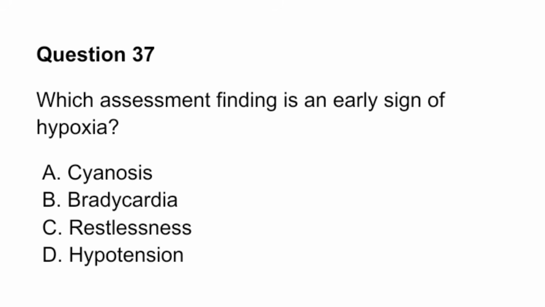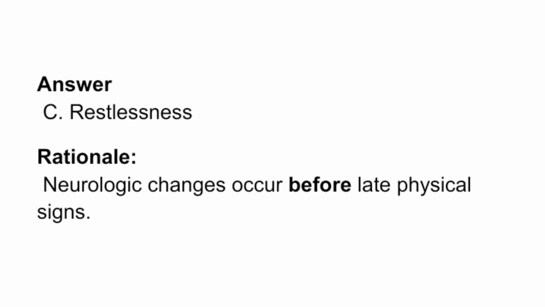Question 37. Which assessment finding is an early sign of hypoxia? A. Cyanosis. B. Bradycardia. C. Restlessness. D. Hypotension. The correct answer is C. Restlessness. Neurologic changes occur before late physical signs.